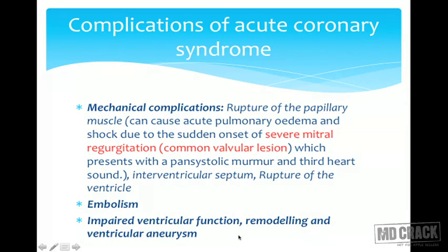Now, what are the various complications? To continue, the mechanical complications: there could be a rupture of papillary muscle, which can cause acute pulmonary edema and shock due to sudden onset of severe mitral regurgitation, which is the common valvular lesion seen in this condition, and which presents with a pansystolic murmur and a third heart sound. There could be a rupture of interventricular septum or rupture of the ventricle. There could be systemic embolism. It could also lead to impaired ventricular function, remodeling and ventricular aneurysm.